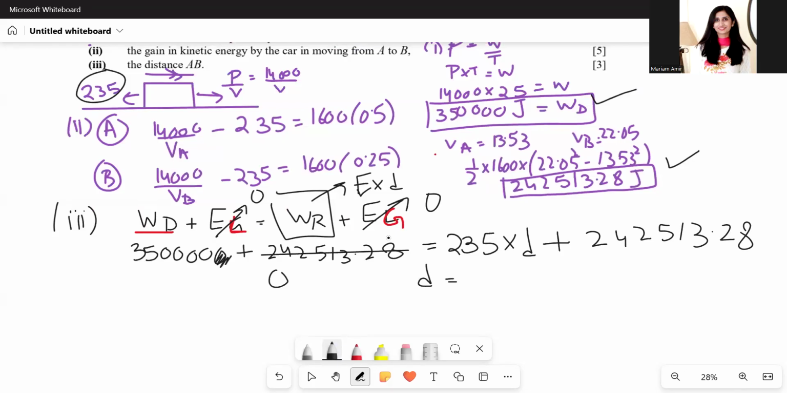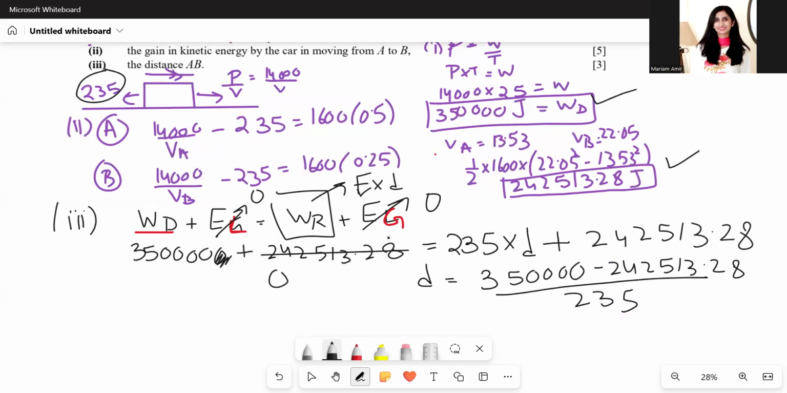Now you make D the subject. So you will subtract 242,513.28 from 350,000 and divide the answer by 235. Then you'll get the right answer. I'm getting 457, rounded to 457.